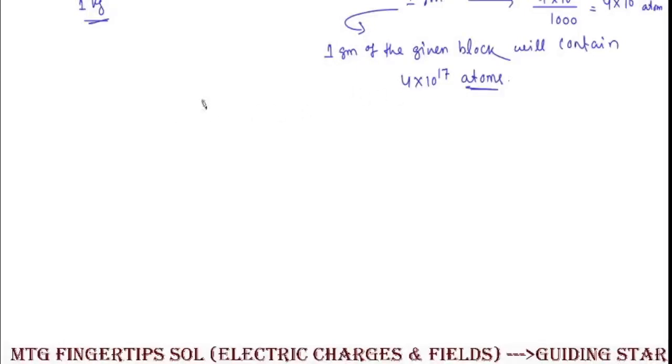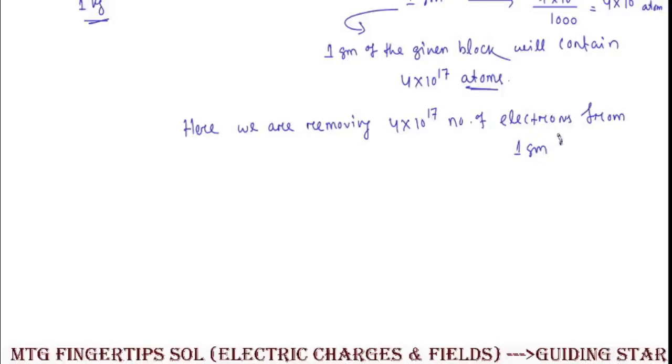That means here we are removing 4 into 10 to the power 17 number of electrons from 1 gram of the given solid. Clear? From the 1 gram solid, we are removing this many electrons. So how much negative charge are we removing? We know that the charge of 1 electron is how much? Negative 1.6 into 10 to the power minus 19 coulomb.